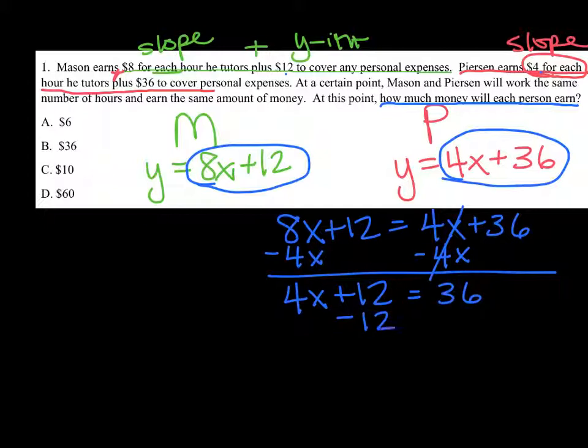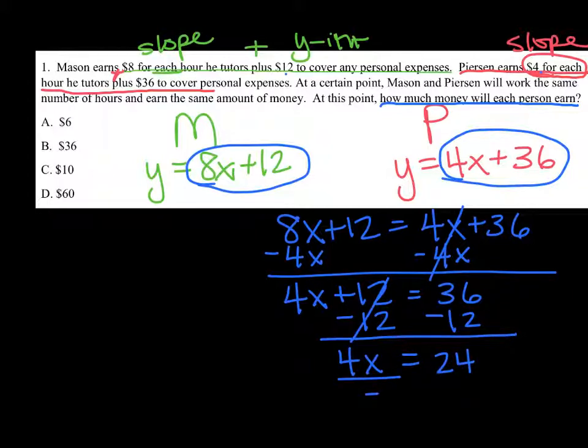Now move the constant to the other side, so subtract 12 from both sides. These cancel. You're left with 4x equals 24. The last thing we do here is divide by 4. So x is equal to 6. Now what does x stand for in our problem? This was 8 times x, 8 for each hour. So x is the hours.